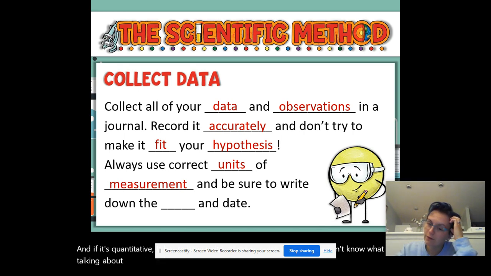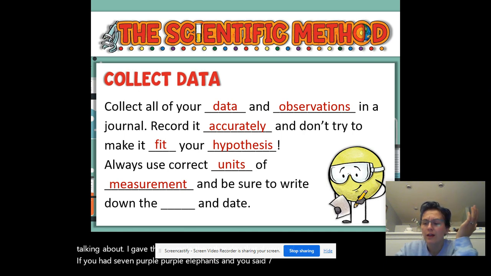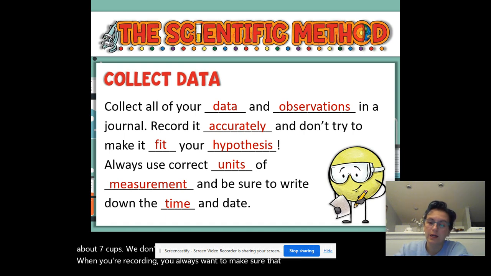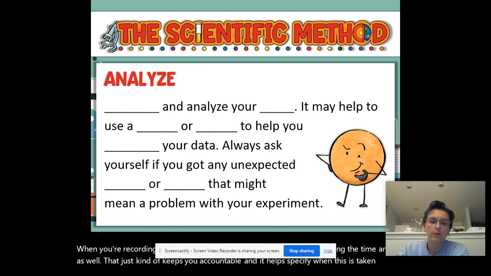I gave the example the other day that if you had seven purple elephants and you said seven, I could think that you were talking about 7 cups. We don't know what it is unless you put measurements. Now, when you're recording, you always want to make sure that you are recording the time and date as well. That just kind of keeps you accountable and it helps specify when this is taking place.